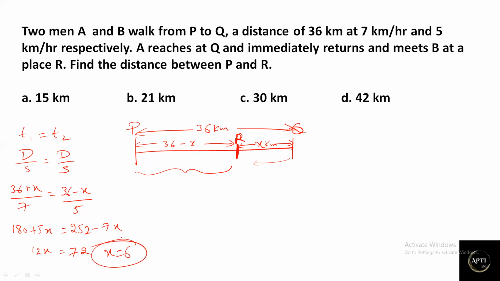Okay, almost done. We have found that the x value is 6 kilometers. What they are asking is the distance between P and R. The total is 36, and we know this distance is 6, so the remaining is 30. So the answer is option C, 30 kilometers. And I will tell you the simplest way to solve these types of questions.